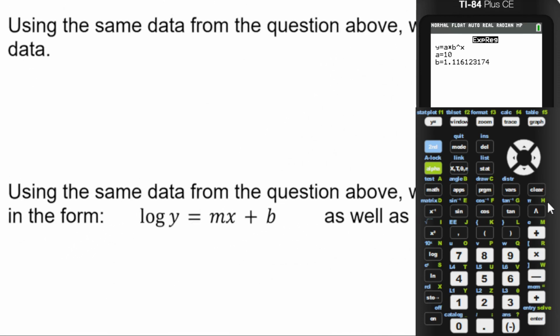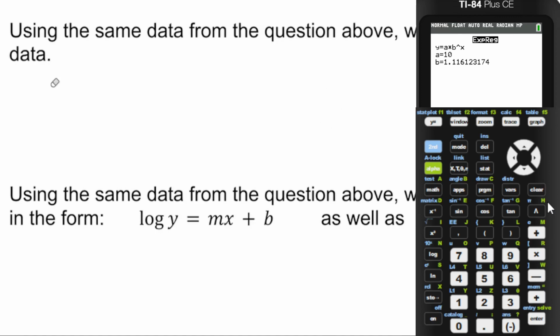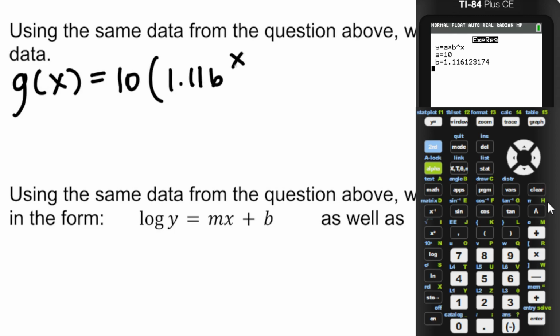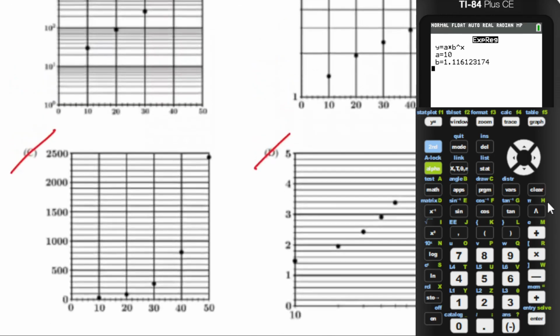You might be like, wait, I thought I was multiplying by 3 each time. I'm going to just write out the equation first, and then I'll explain what this 1.116 is. G of x equals 10 times 1.116 to the x. Okay. And I was going to say, okay, what's going on here? If you were to solve this one algebraically, I'm going to actually show you what would happen.